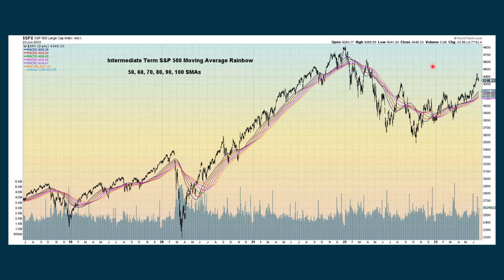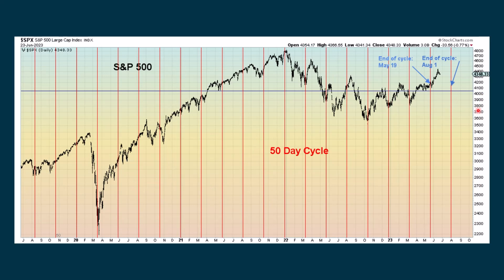I have been showing the short-term rainbow chart. Well, this is the intermediate-term rainbow chart, going from 50 periods up to 100. And we're far away, and the rainbow itself is smoothing out a bit. Then we're looking at the 50-day cycle. We had one end on May 19th. The next cycle will be ending on August 1st, and now we're just kind of bouncing around.